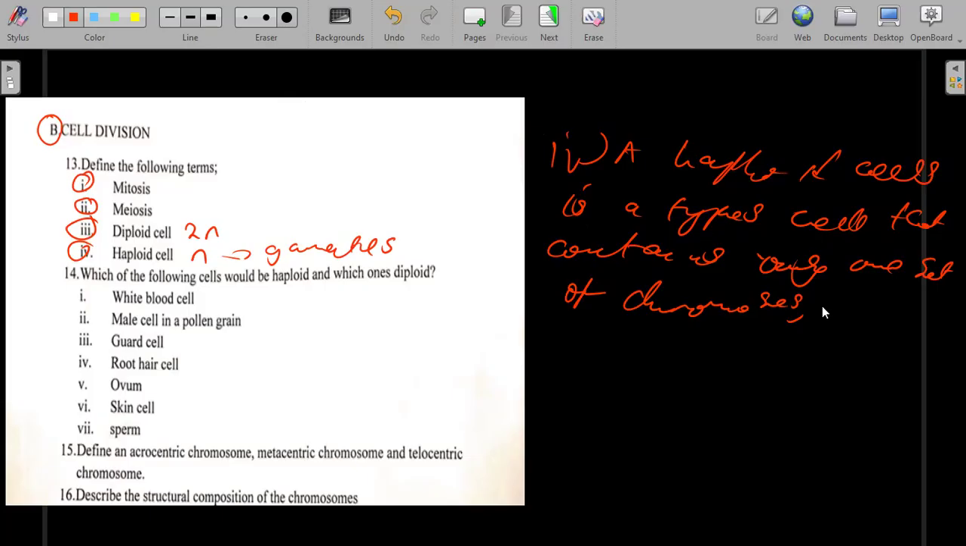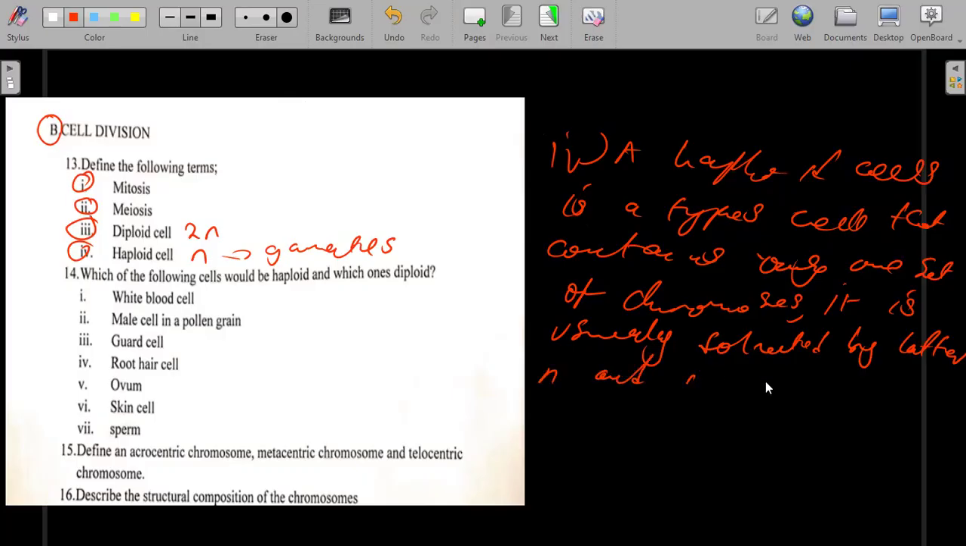Then we are saying it is usually denoted by letter N, like that, and it will happen in what? In gametes. Okay, that's what a haploid cell is. So it will happen in gametes. So that's what we are having here. So we are done with question 13 there.